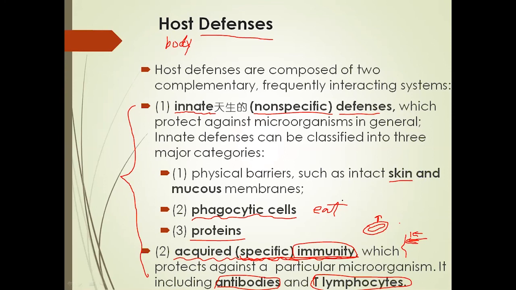But whatever, post differentiation, we have two big categories. One is naturally there. The other is special, when people get sick or get a vaccine, and then they will have it.